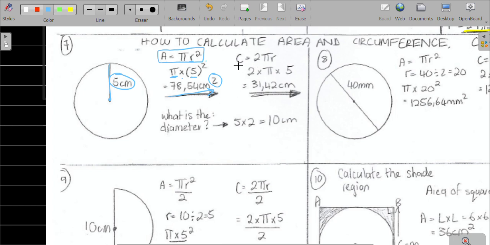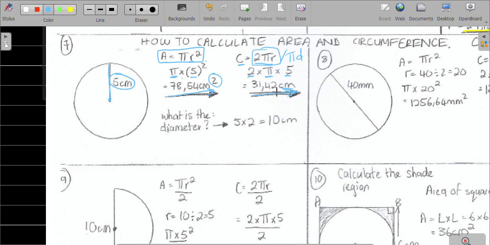And then circumference, guys, again, use your formulas. The formula for circumference is 2 times pi times the radius, or you can actually use pi times the diameter, but I'm just going to be using this one. Just put the numbers that you have in your diagram into the formula. So it's 2 times pi times the radius, which is 5. You put that in your calculator and you get your answer of 31,42 centimeters.